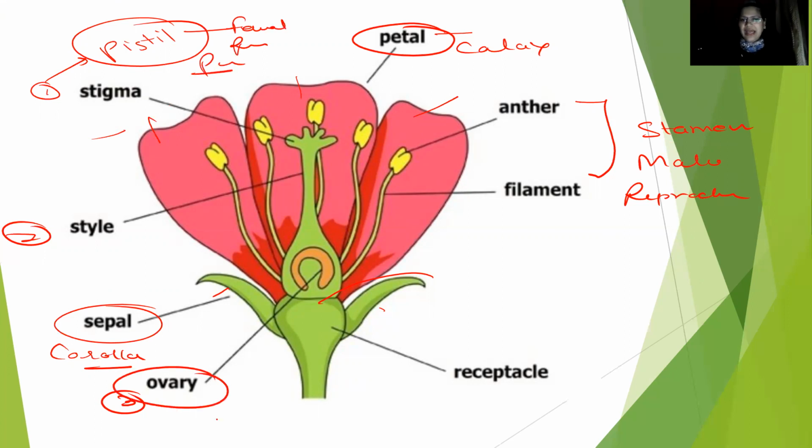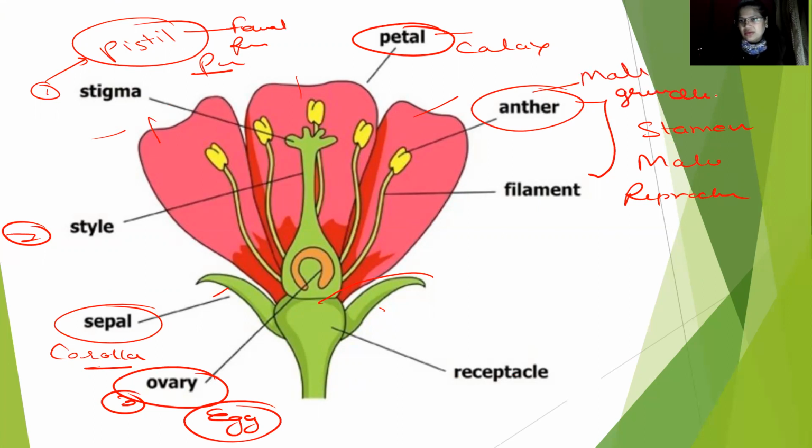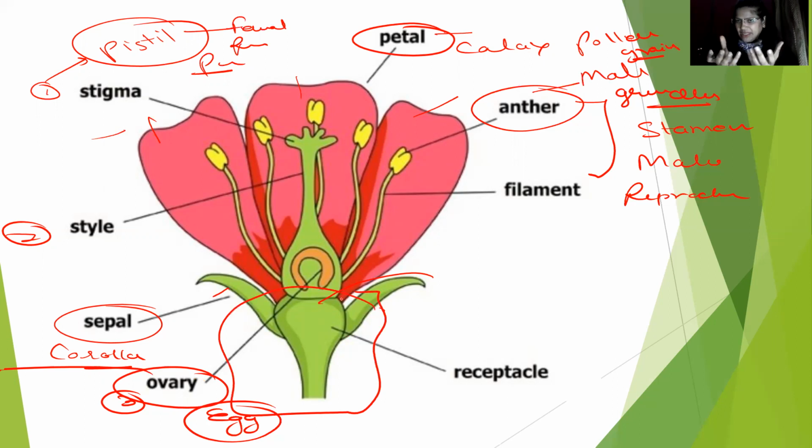Ovary is the one where the eggs are produced, and anthers are the ones which have the male germ cells, which we call pollen grains. This broad part at the base is called the receptacle, the one place where the stamen, the ovary, pistil, petals, and sepals all align together.